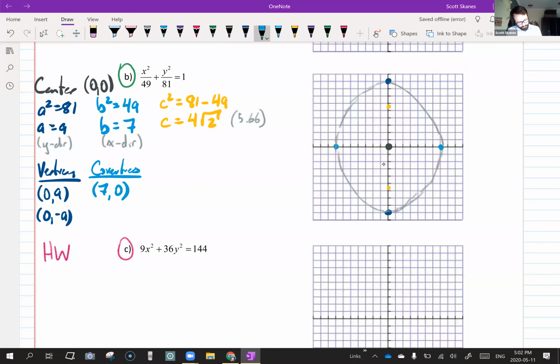7 and 0, negative 7 and 0. And foci, or focal points, 0, 4 root 2, 0, negative 4 root 2.